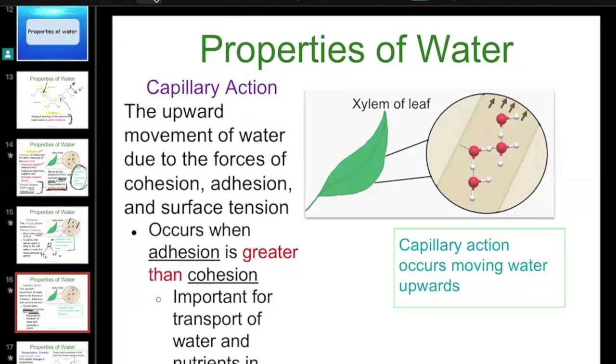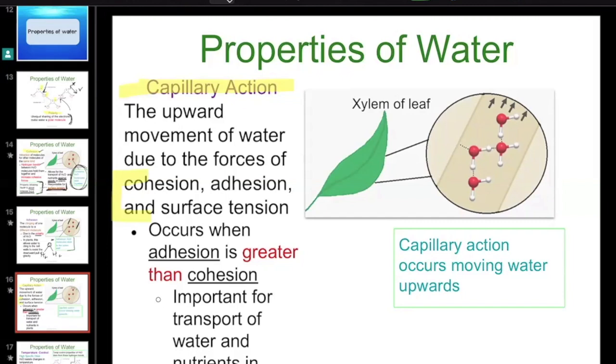Now, if you take all of that and put it together, the cohesion, the adhesion, and the surface tension, we call it capillary action. It's basically the movement of water against nature, against gravity, or through a tube, and it can be a xylem, it can be even a plastic tube that you have in the lab. Capillary action will act the same way.